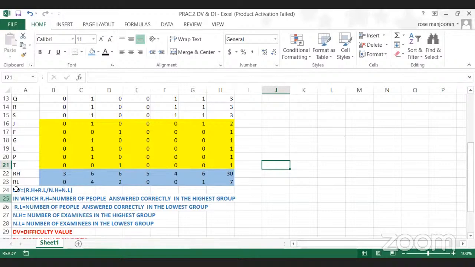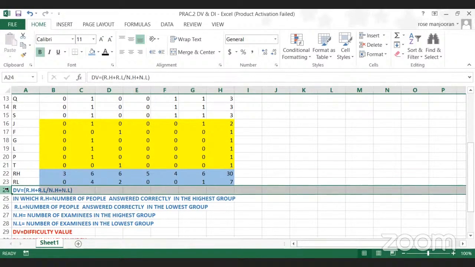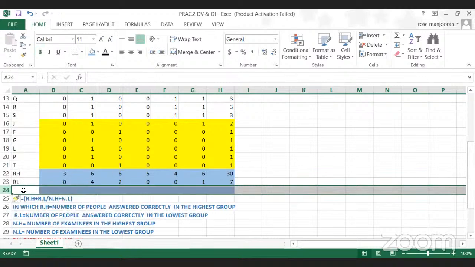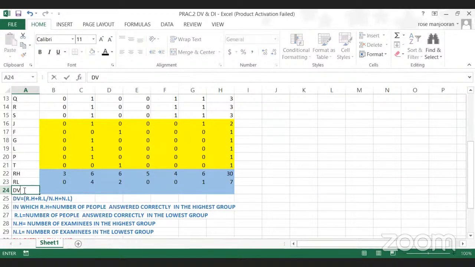Now what we have to do is find the DB. So just write DB, that is the difficulty value. And what is the formula to calculate DB? Can someone say? Right answers in the higher group plus right answers in the lower group, divided by the number of examinees in the higher group and the number of examinees in the lower group.